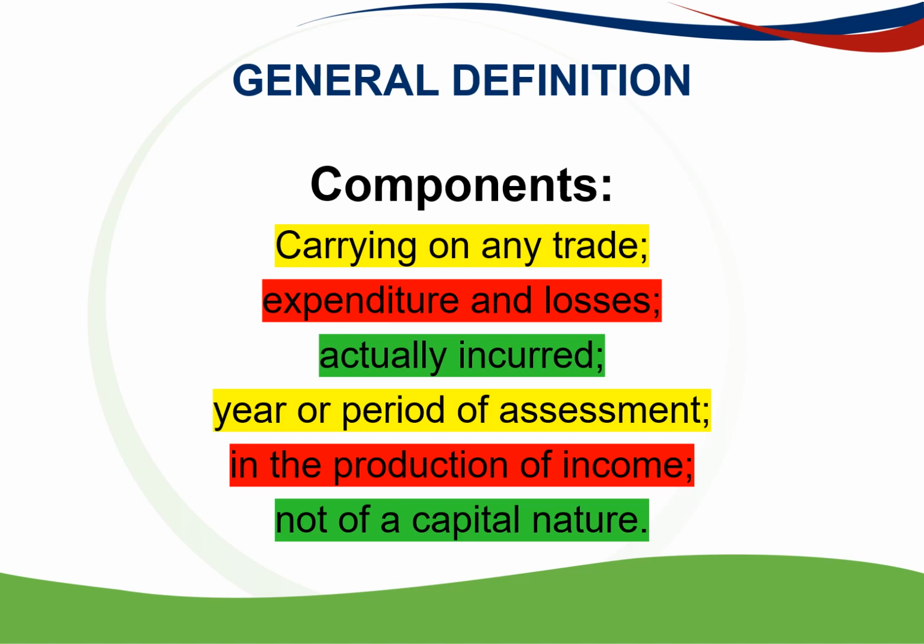And the very last component, not of a capital nature. Just as capital receipts are excluded from the definition of gross income, so too is capital expenditure prohibited by Section 11A. It's very important to understand that the tests to determine whether an amount from a gross income point of view is of a capital nature or not are different from those used to determine whether expenditure is of a capital or revenue nature.